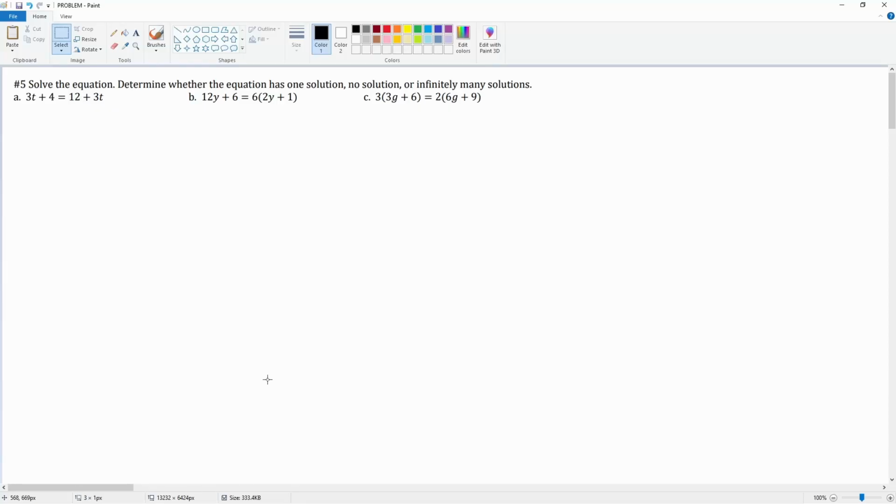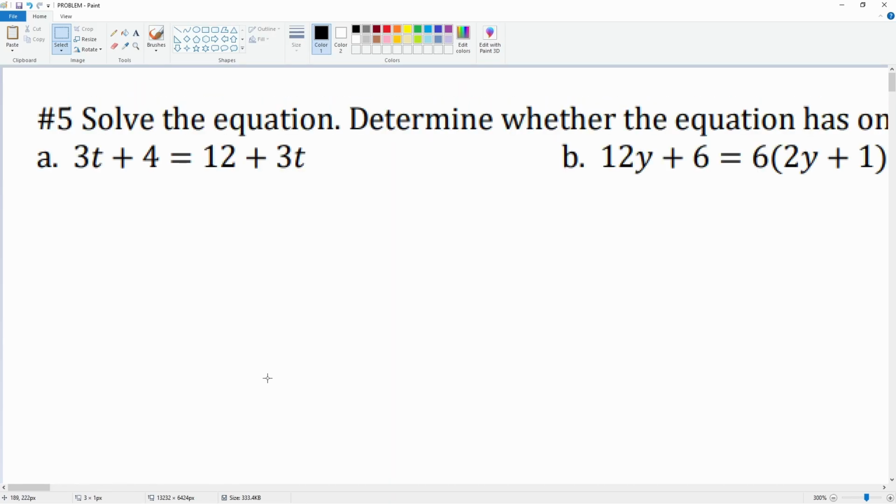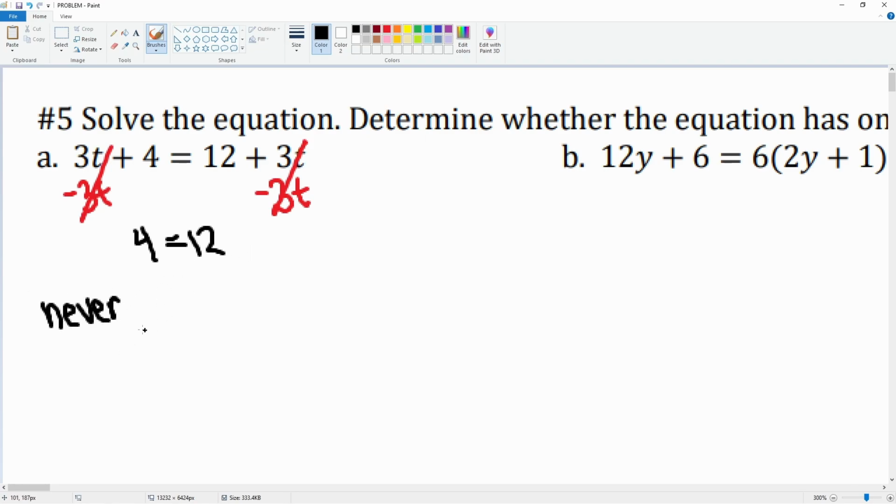Chapter 2, number 5. We're going to solve each equation and determine whether the solution has one, no solutions, or infinitely many. All right, let's take a look here. So it looks like we have 3t plus 4t equals 12 plus 3t. Well, let's get rid of the variable t first. Minus 3t, minus 3t. This cancels, this cancels. This just leaves you 4 is equal to 12. So you ask yourself, when is 4 equal to 12? This is never. So it has no solution as the answer.